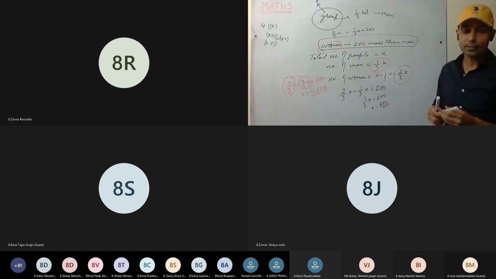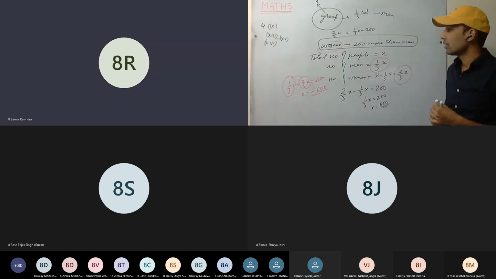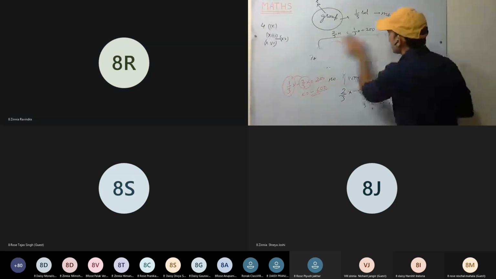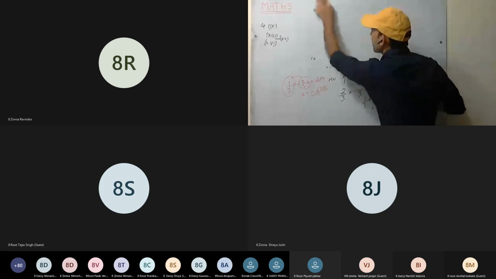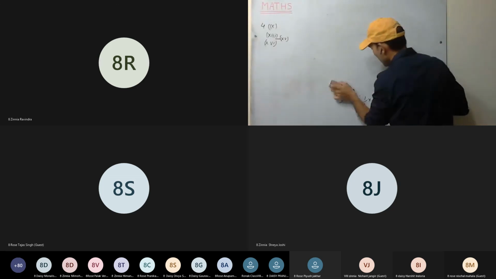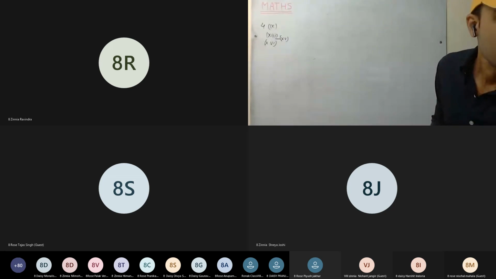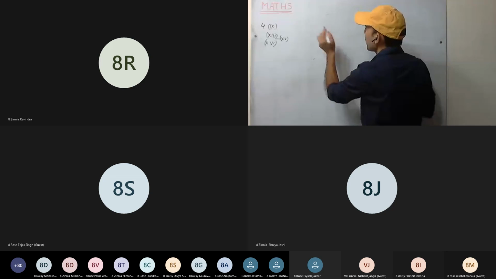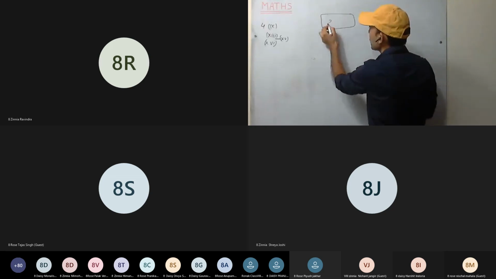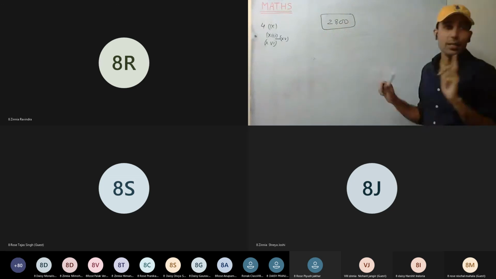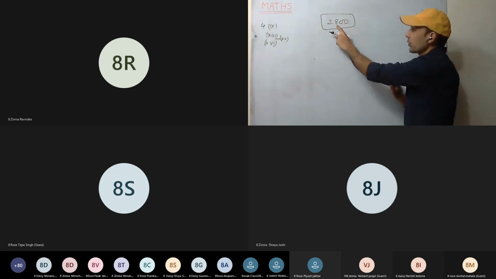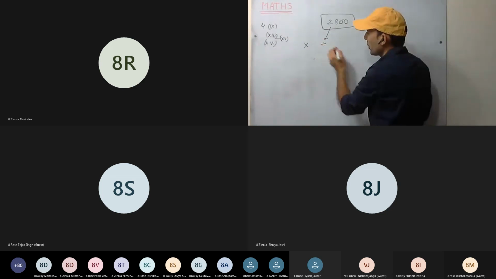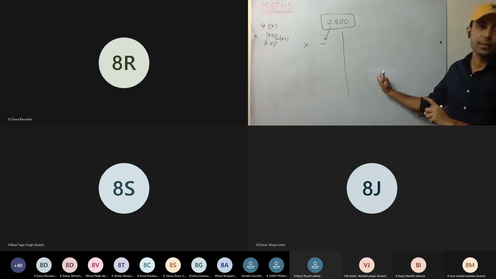Is this clear? So now the fourth question. Do you remember I told you something about that one? You pay attention as well. Find the smallest number by which 2800 should be divided. Whatever I always said, if any number is given, 2800, and we have to make it a perfect square by multiplying by some number or dividing, which method will we use?